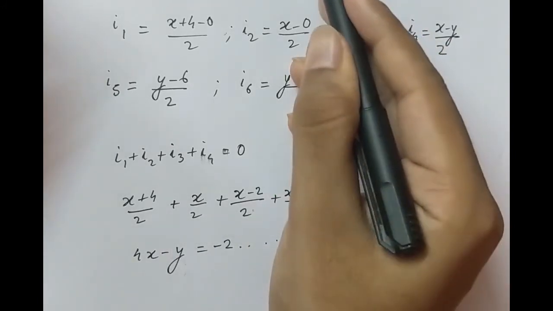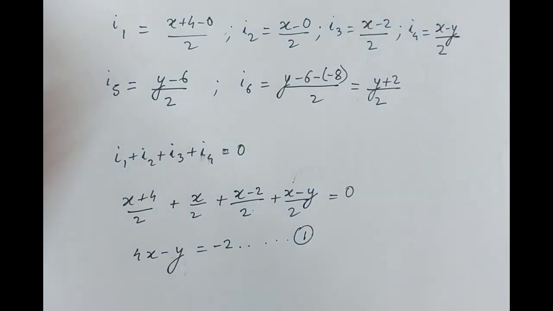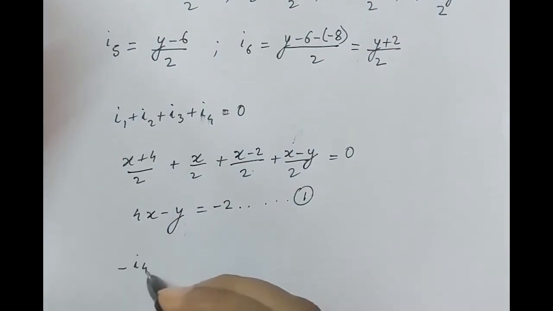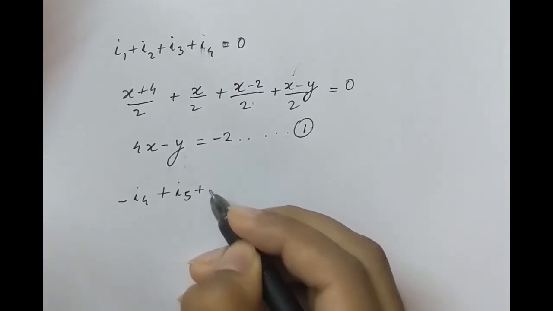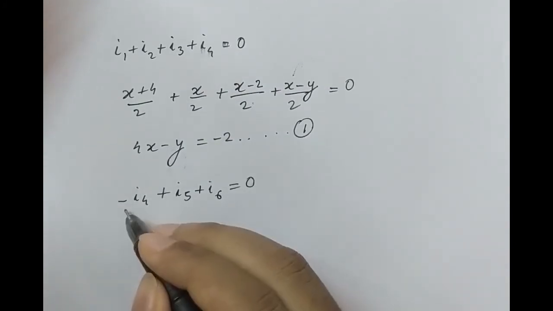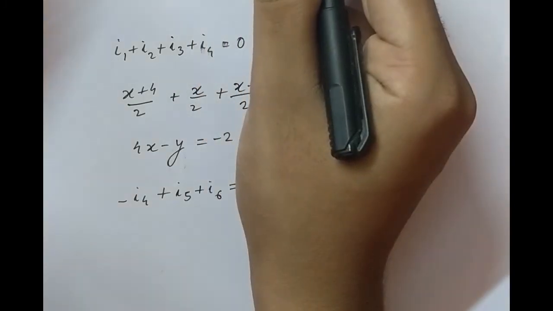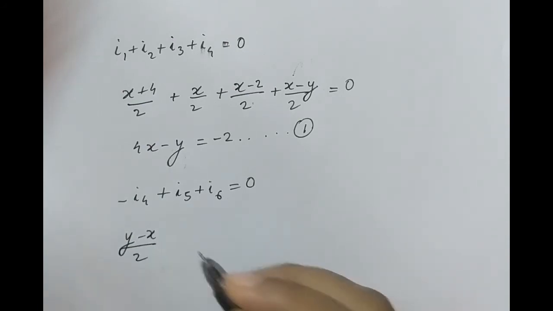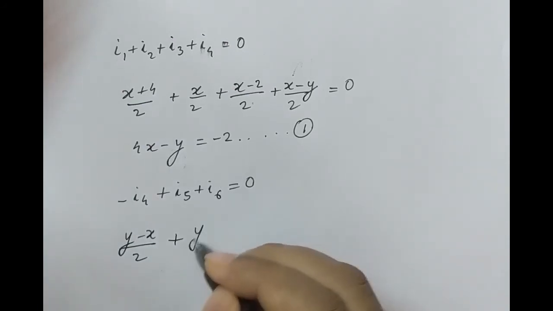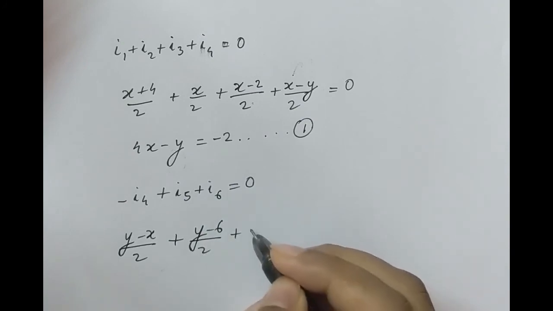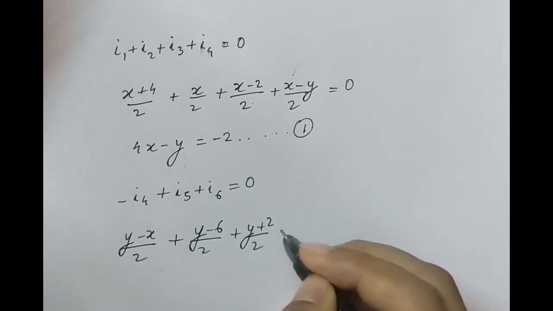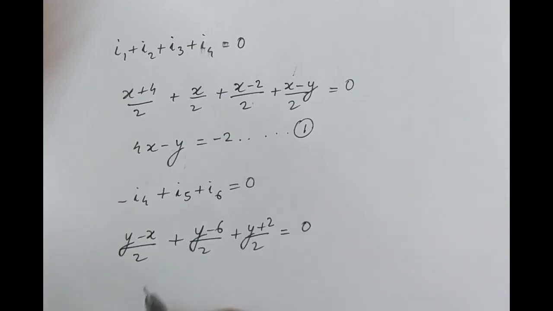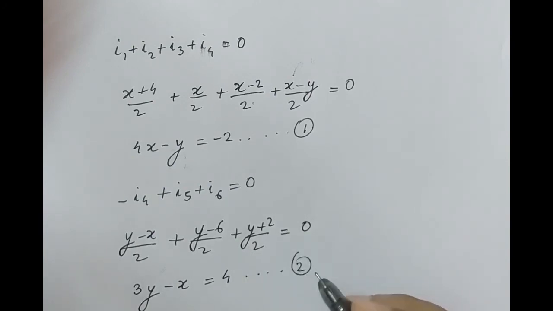For the second equation, you need to go to this junction, the junction with potential y, where you have minus of I4 plus I5 plus I6 should be equal to 0. We take a negative here because the current is coming inwards. Putting the values, we get (y minus x) divided by 2 plus I5 we found as (y minus 6) by 2 plus (y plus 2) by 2. That's equal to 0. That gives us 3y minus x is equal to 4. This becomes your second equation.